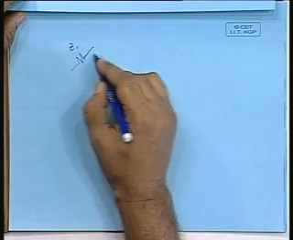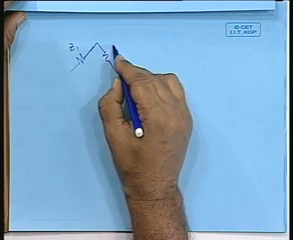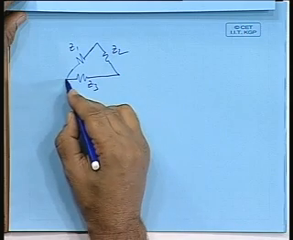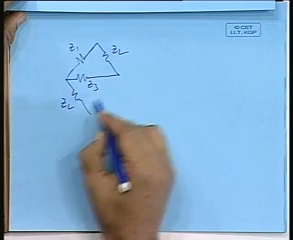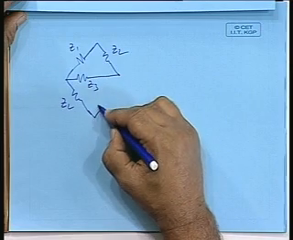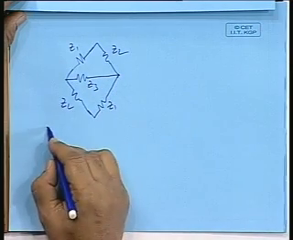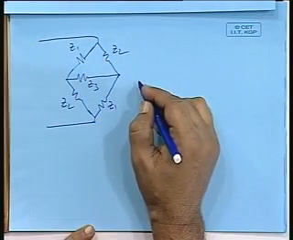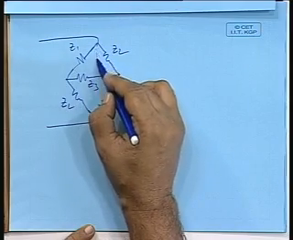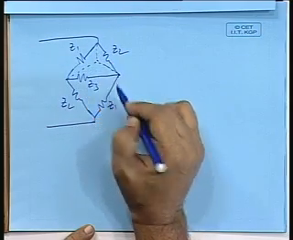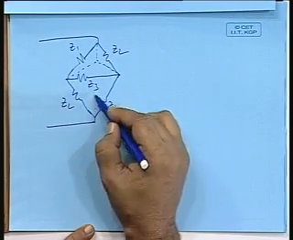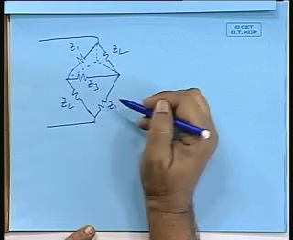You have been given, say I will write in the very general form, Z1, something like this, Z2, Z3, Z2, Z1. So, if I reduce this from star to delta and then again add with this, add with this Z2, make the parallel combinations and then add with this series. Okay.